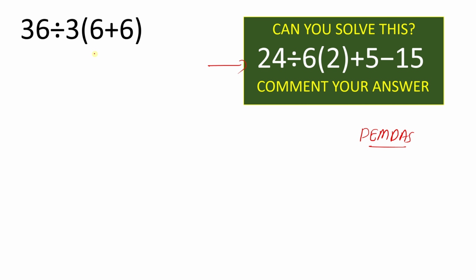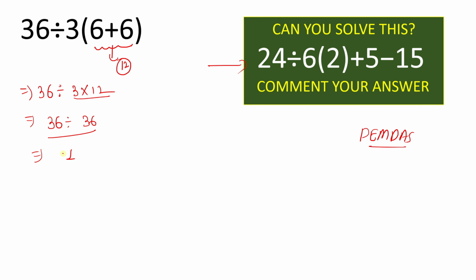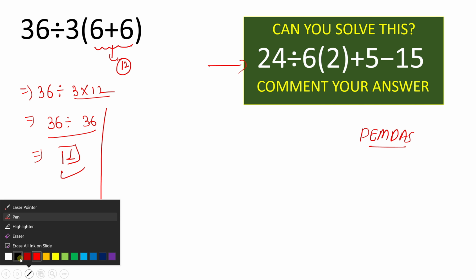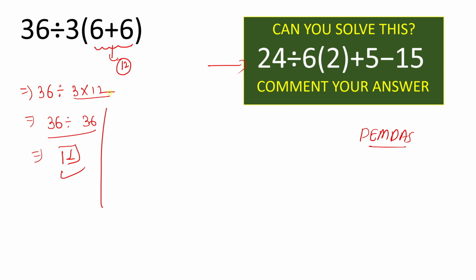Here we will solve this parenthesis part first, which is 6 plus 6, and will give the result 12. So we will write 36 divided by 3 times 12. Again, 3 times 12 equals 36, and 36 divided by 36 equals 1. So many are thinking this is the right way, but I am telling you this is not the right way.